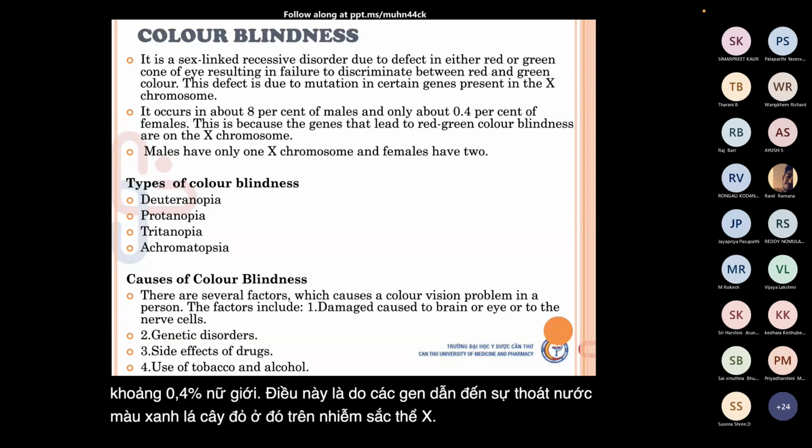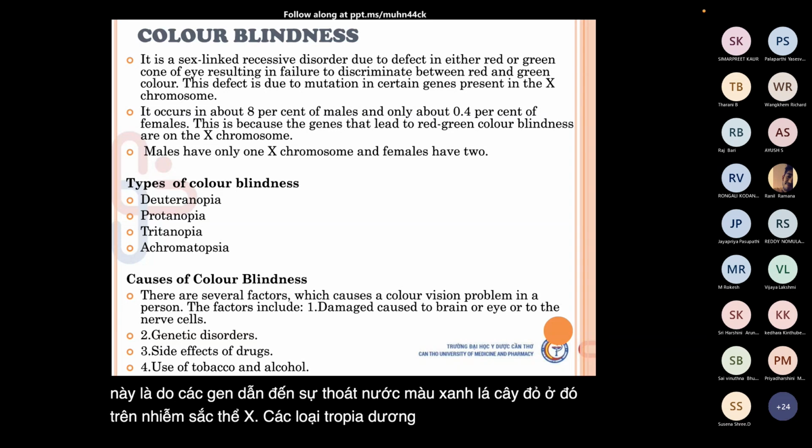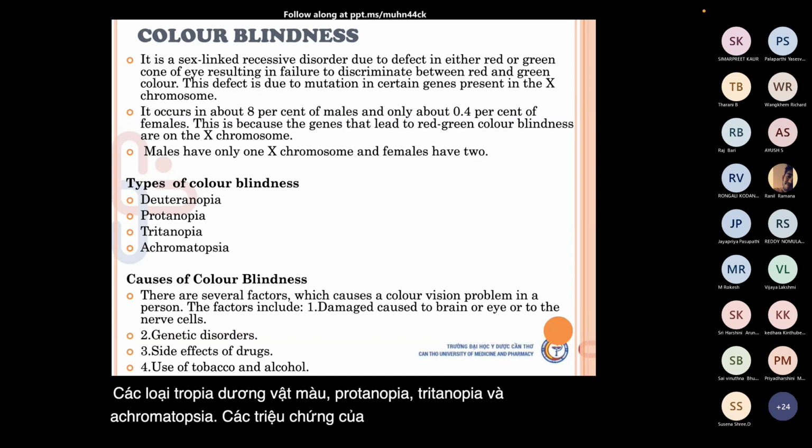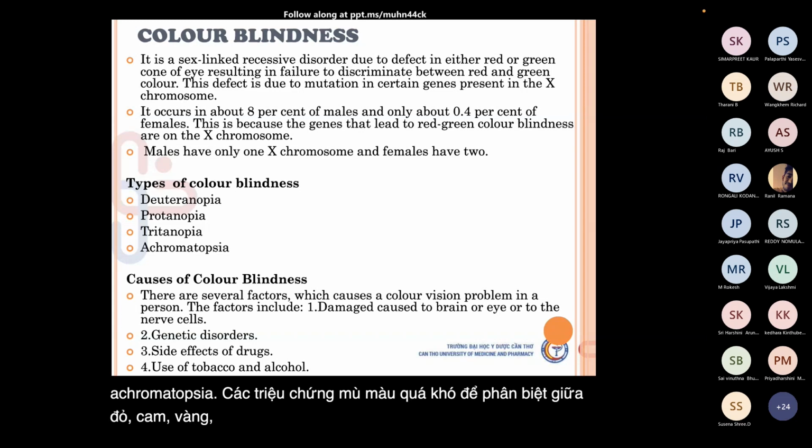Types of color blindness: deuteranopia, protanopia, tritanopia, and achromatopsia. The symptoms are that people find it hard to tell the difference between red, orange, yellow, brown, and green. A person with color blindness may also confuse reds with black.